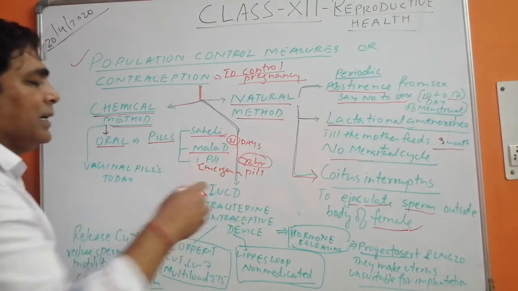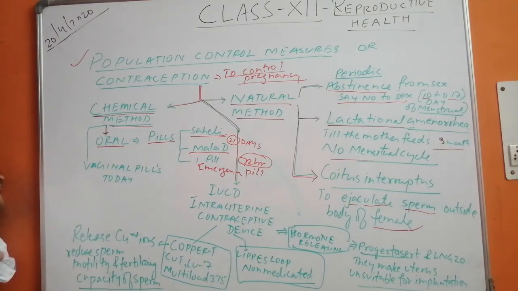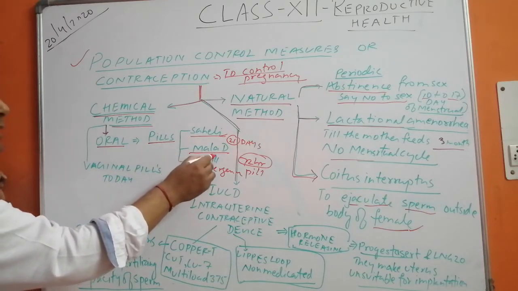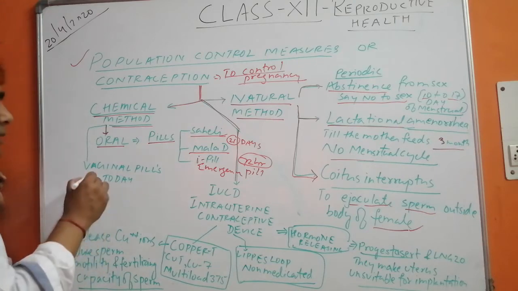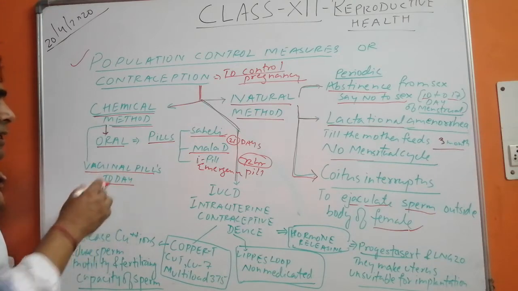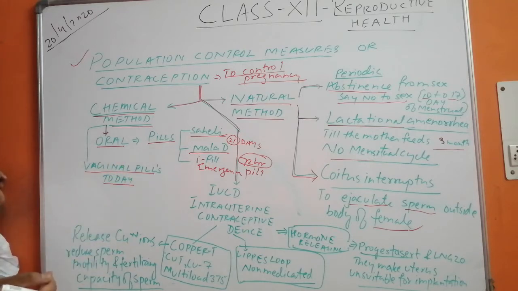Then there is the I-pill, known as the emergency pill. We call it the 72-hour pill, because the proper formation of the embryo takes place in 3 days. If the pill is taken, it will make the uterus unsuitable and thus prevent implantation. Then vaginal pills are also there, which are taken nowadays. These pills are taken inside the female body through the vagina and they control pregnancy.